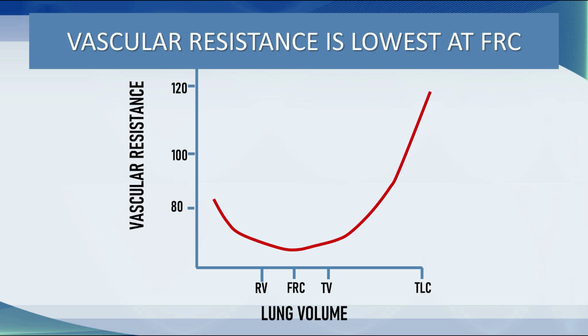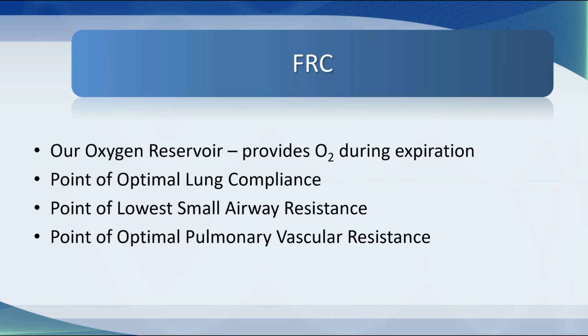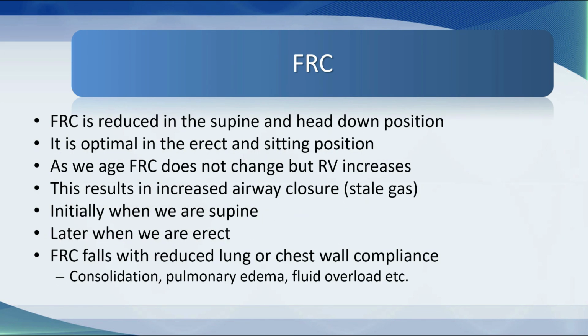So to summarize all of this, the functional residual capacity is our oxygen reservoir. It provides oxygen during expiration. It is the point of optimal lung compliance. It is the point of lowest small airway resistance. It is the point of optimal pulmonary vascular resistance. Functional residual capacity is reduced in the supine and Trendelenburg or head down position. It is optimal in the erect and sitting positions.